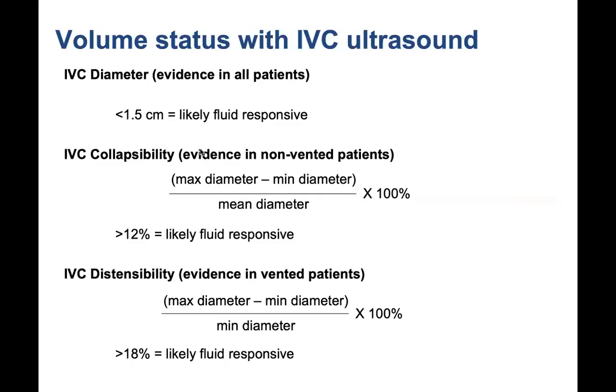So again, overall, the volume status with IVC: if the IVC diameter is less than 1.5, we're good. We know the patient's going to be fluid responsive, and there's good literature in most patients. Versus IVC collapsibility and distensibility. So IVC collapsibility is going to be in non-ventilated patients or spontaneously breathing patients. And here's their equation: the max diameter minus the minimum divided by the mean times 100. Greater than 12 is fluid responsive.